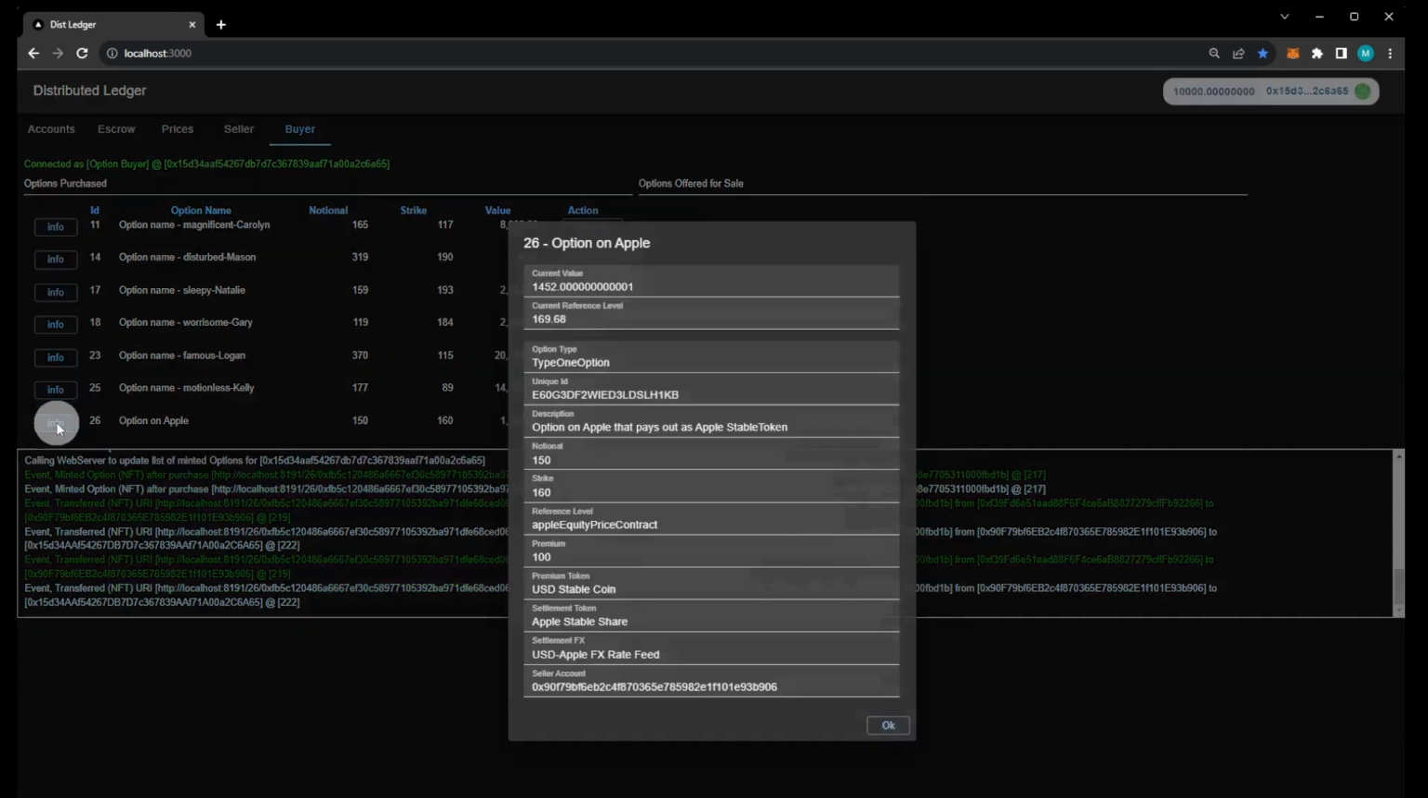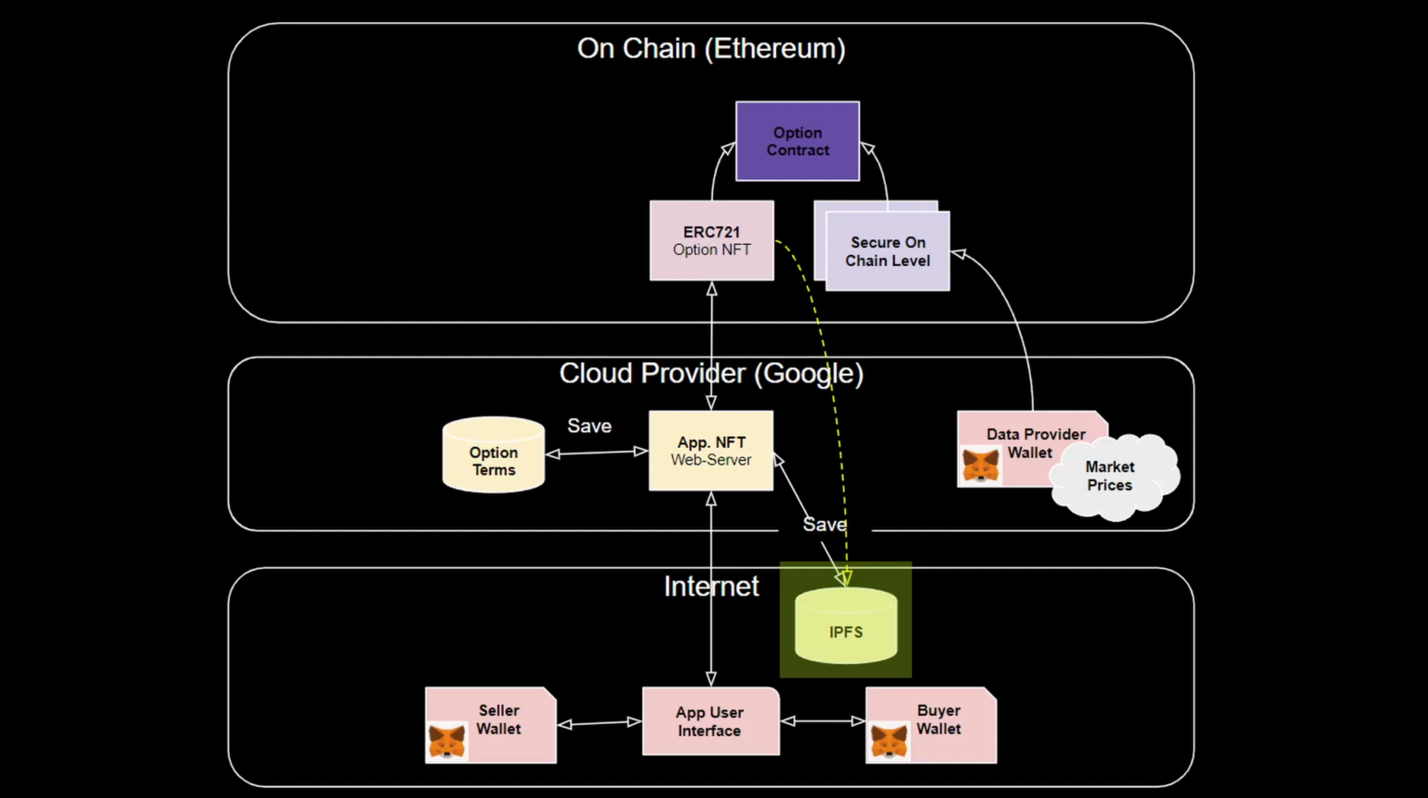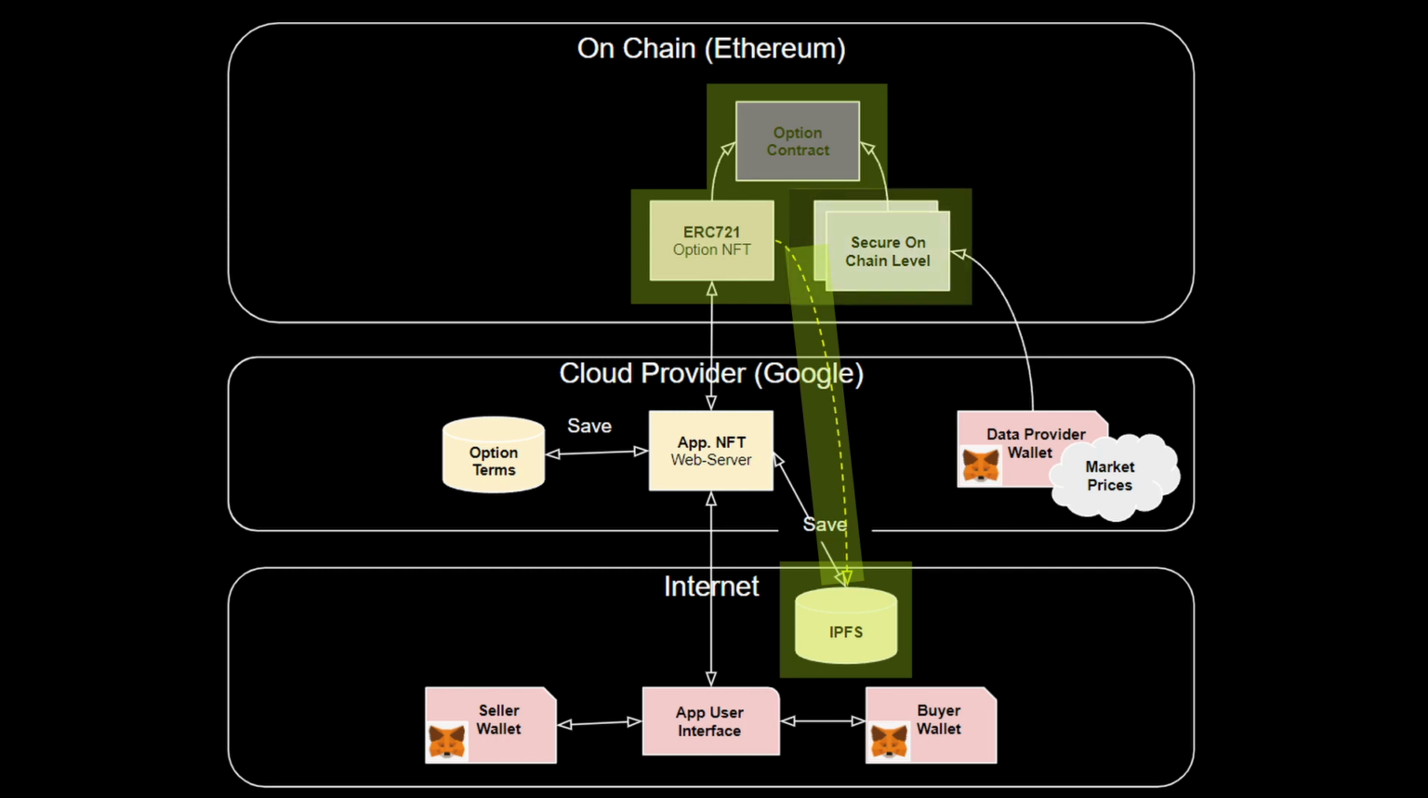So now we see the newly created NFT number 26 in our list of options, and it matches the terms of those originally offered. The contract is now saved in the distributed third-party file system called IPFS. An NFT has been created and is linked to the terms in IPFS and also an on-chain contract option. This contract option calculates the value of the terms by linking to the on-chain secure price. This means the terms are immutable and the price is secure, so both the buyer and the seller can be confident of the contract and its value.